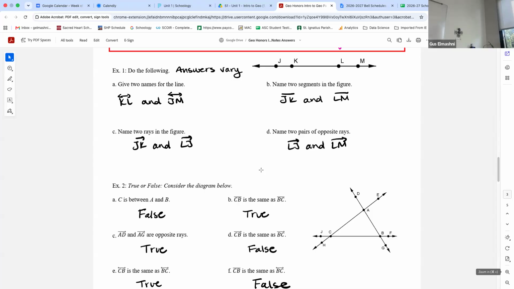If I ask you to name two distinct rays, that will not count because those are the same. Those are distinct because they have different endpoints and are going in different directions as well. So, okay. Something good to think about. Some true false stuff.